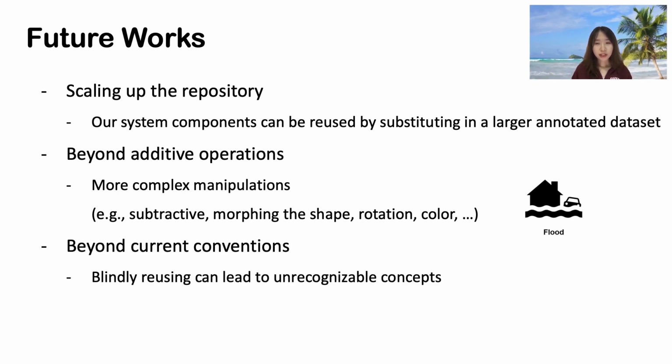Blindly reusing icons or templates from one compound icon in another can lead to unrecognizable concepts. For example, reusing the sun from hot weather to represent hot in hot food is invalid. Automatically judging whether an icon is valid and aesthetically pleasing is a hard and subjective task. Our work offers a step in this direction, but there is much future work to be done.